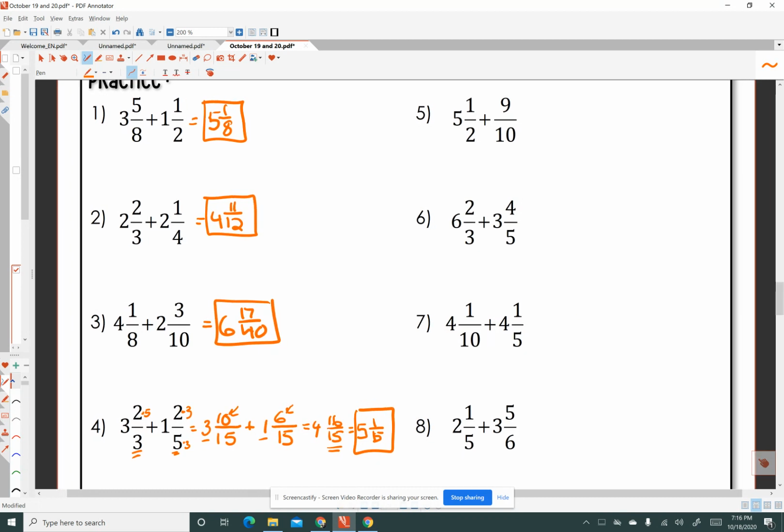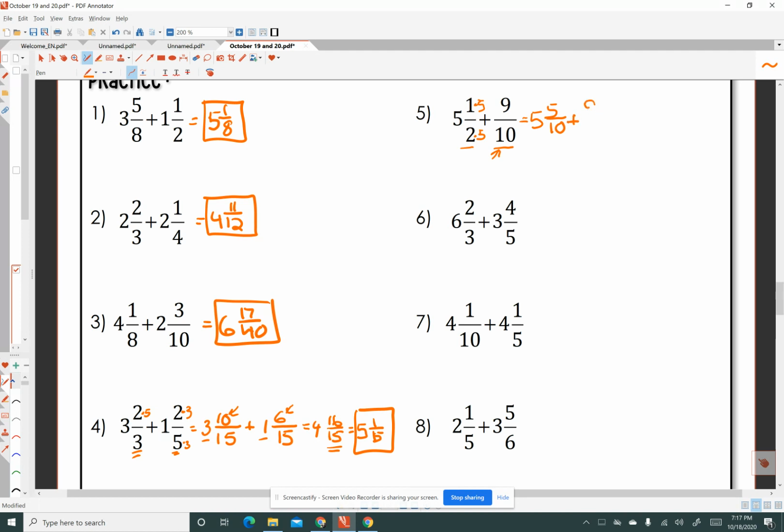Okay, let's move on to number 5. So I see a 2 and a 10. Well, 2, it so happens, is a factor of 10. So 9/10, I'm not going to need to change that. But 2, I will need to convert to tenths. So let's rewrite our problem as 5 and something tenths. Well, 2 times 5 is 10, therefore 1 times 5 is 5.